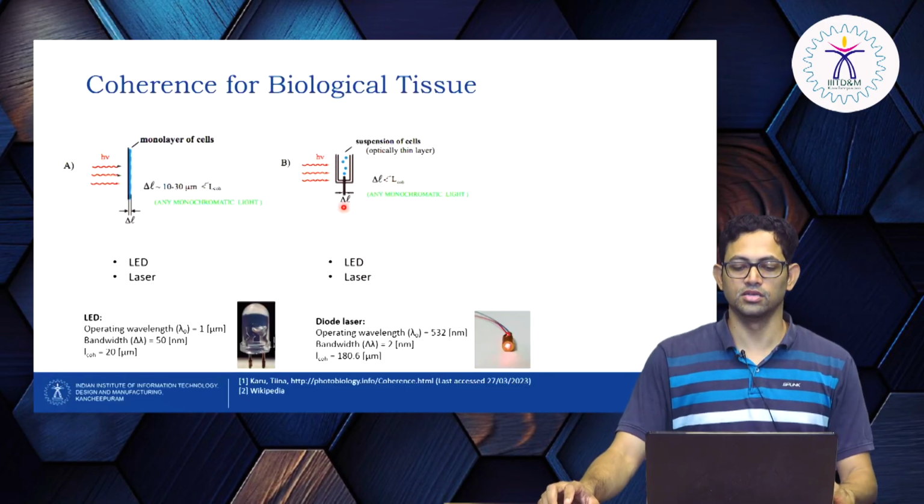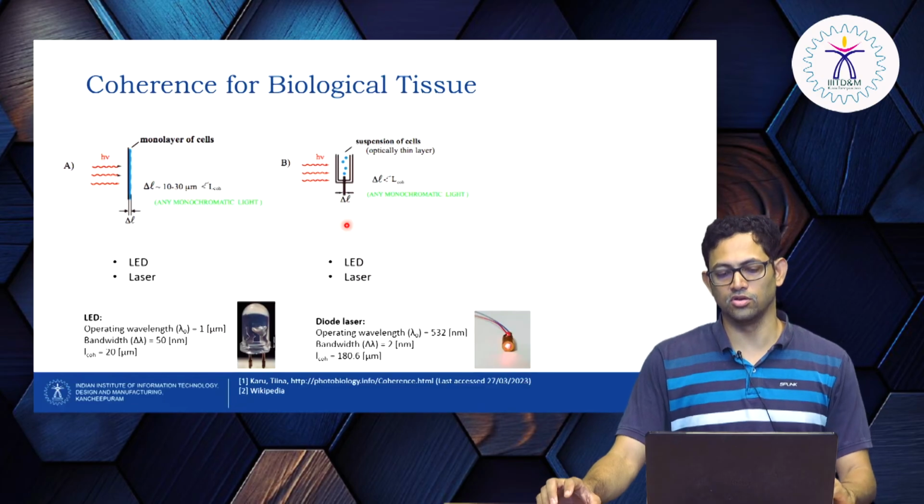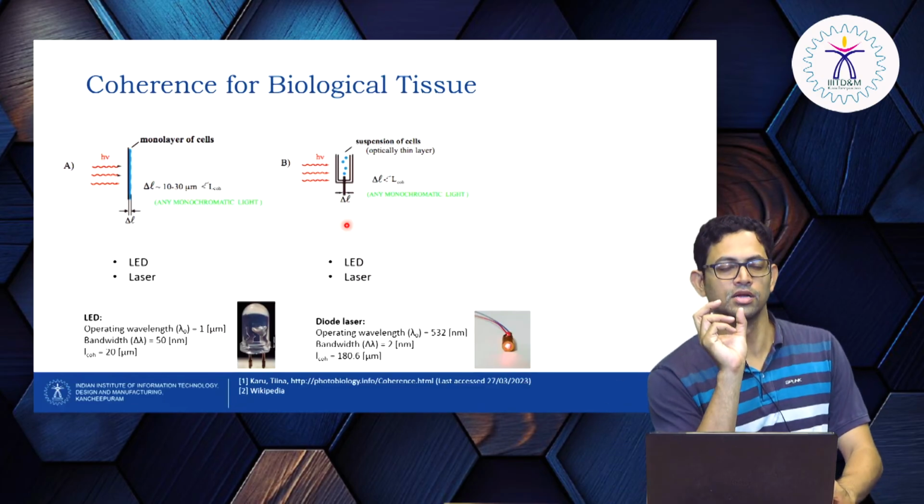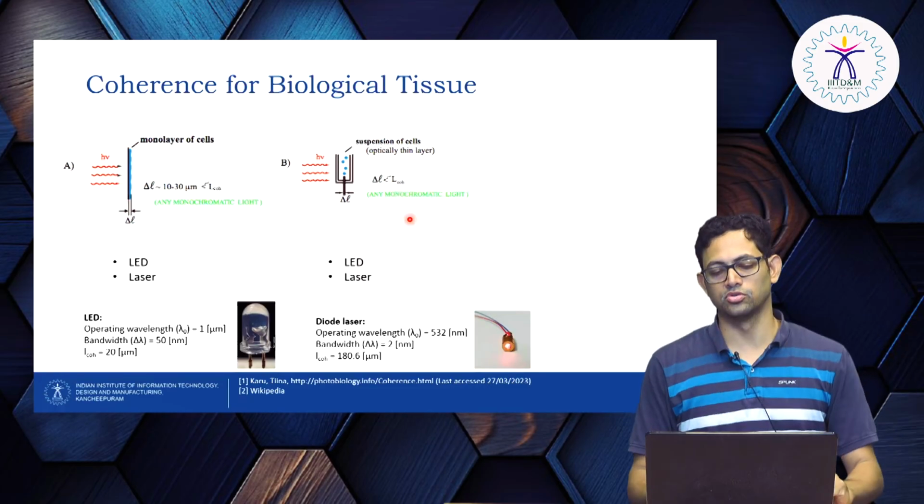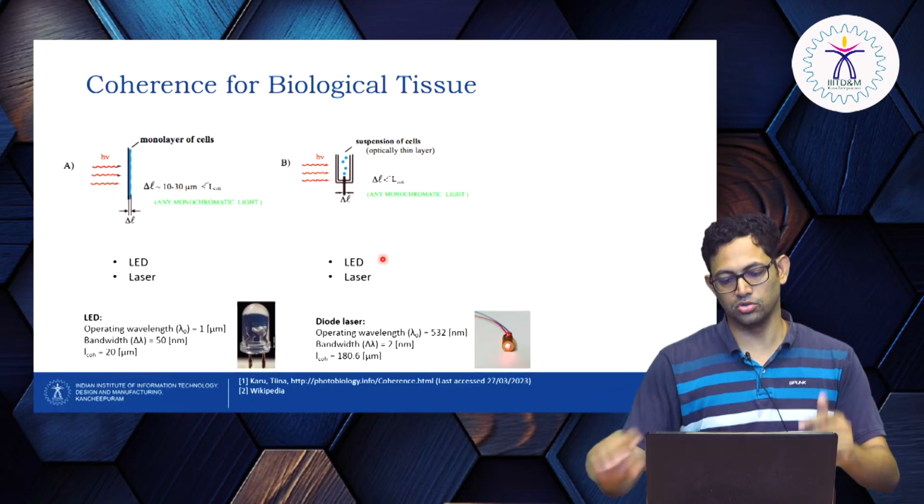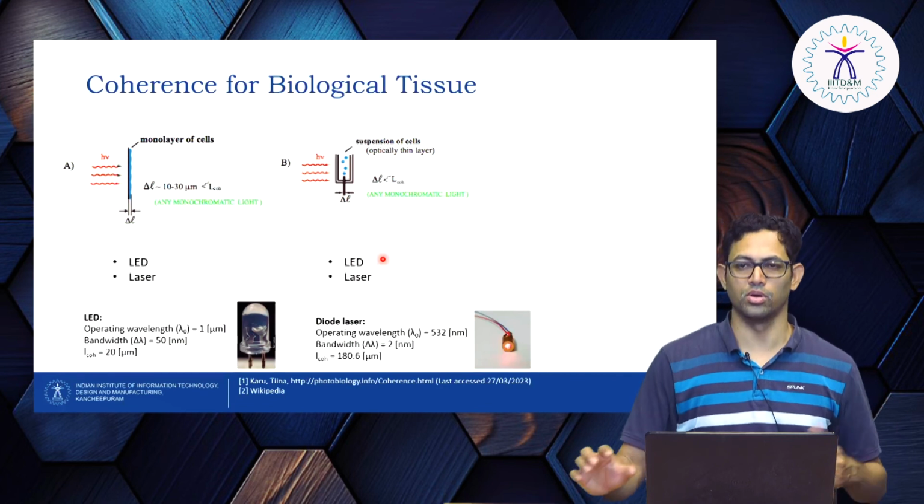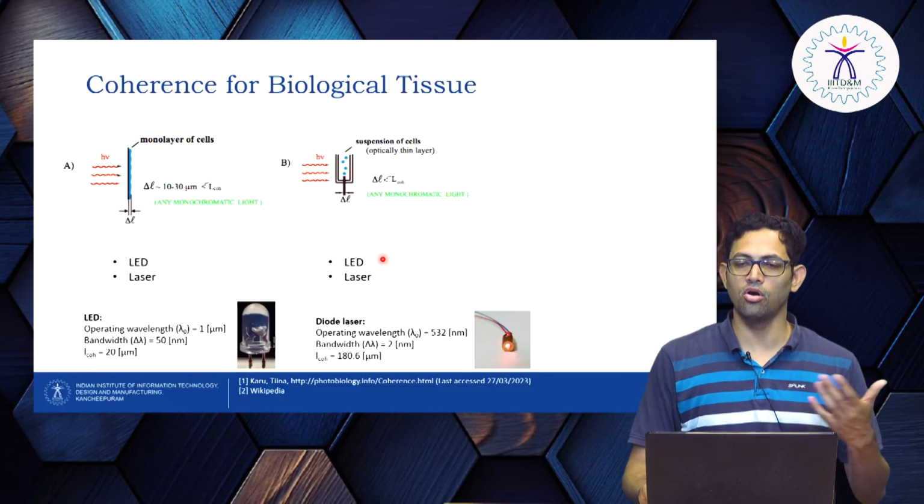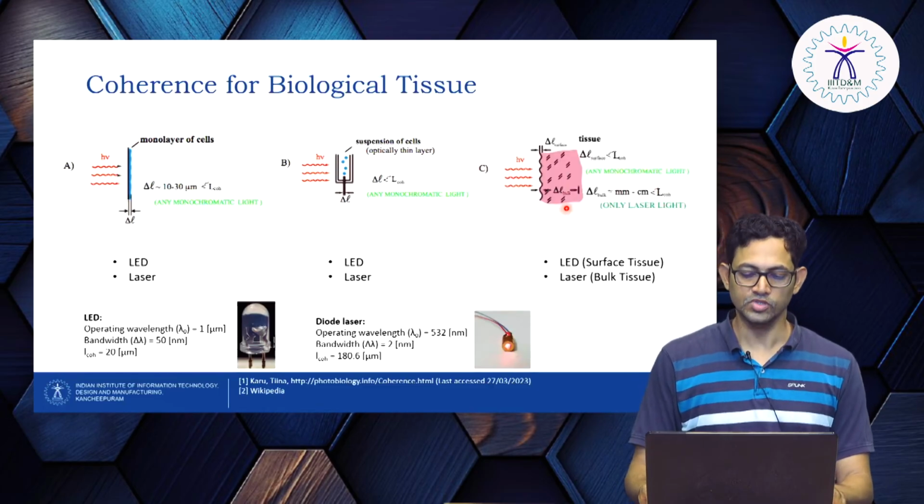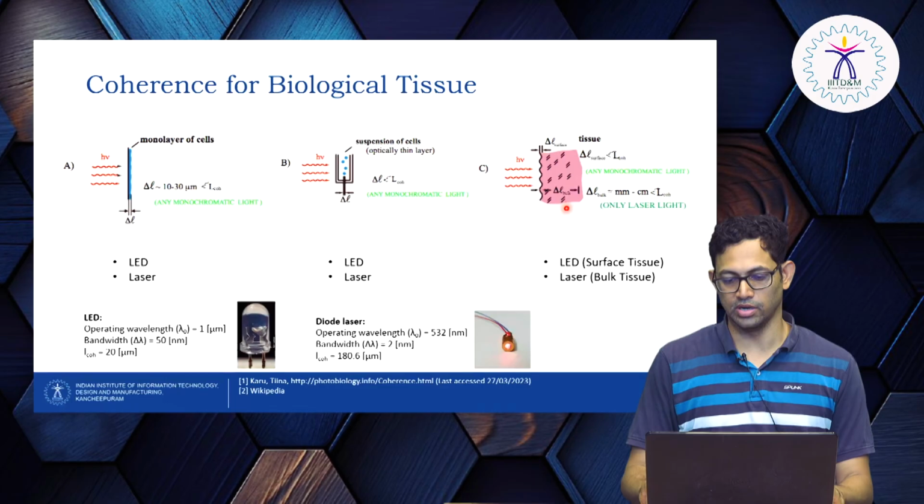In such cases, your delta L, the optical distance that the light propagates through, is very small compared to the coherence length, and in that case you can use your light emitting diode or the laser to sustain your coherent light source.